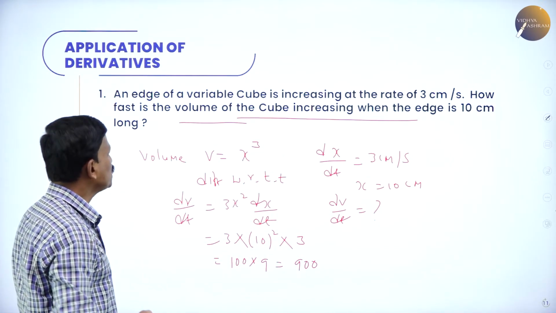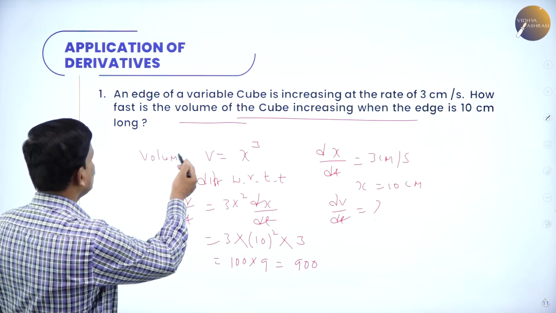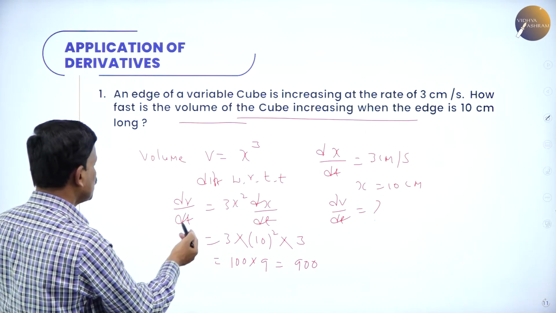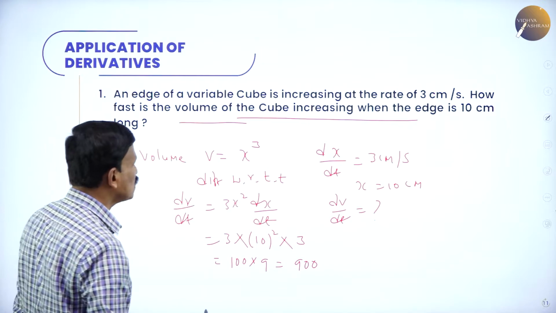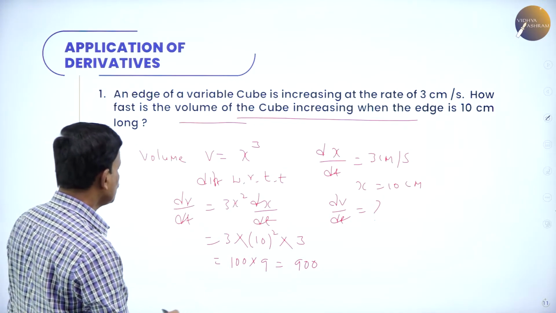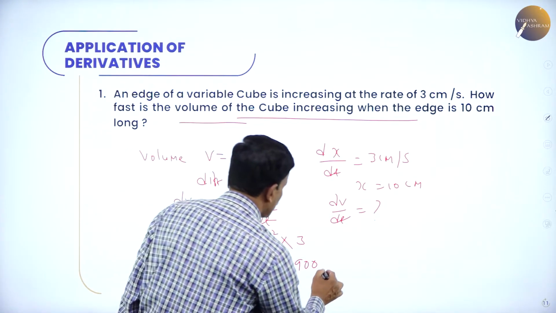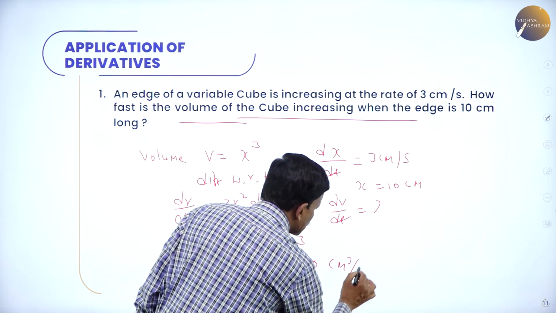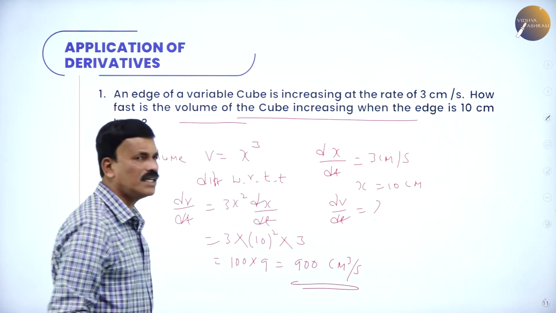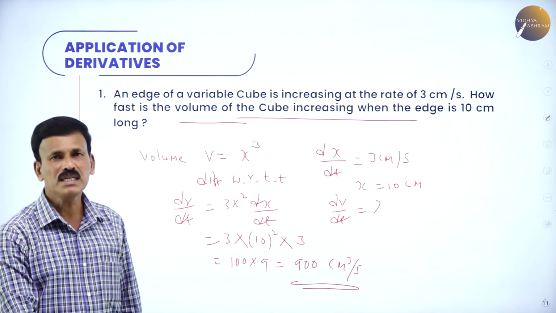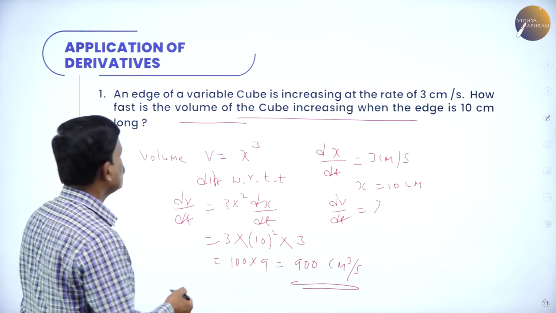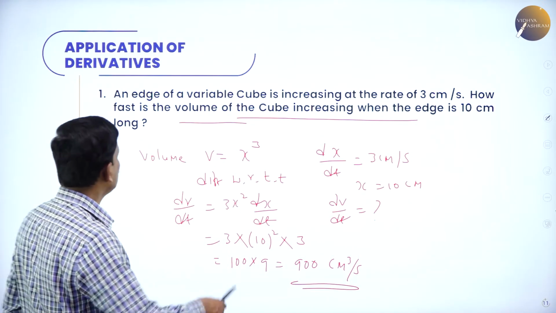So dV by dt, the rate of change, how fast the volume is increasing, means the rate of change of volume. Since it is a volume, the unit is 900 centimeter cube per second. This is the required answer. Now listen to me once again, I will explain.